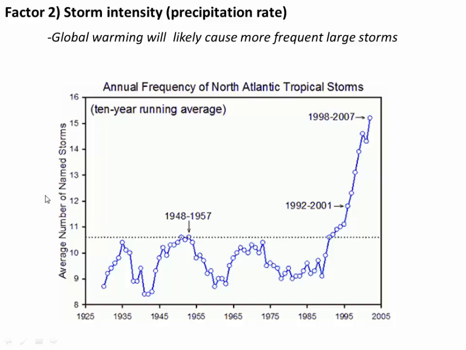It shows the average number of named tropical storms in the North Atlantic over the last 70, 80 years. And we see a marked increase over the last 10 to 15 years, potentially due to the effects of warming climate, more energy available to drum up these storms. But of course, in terms of flooding, this translates to more severe flooding.